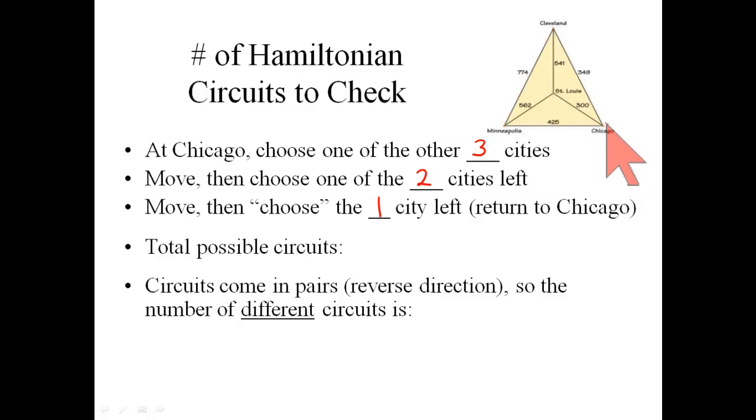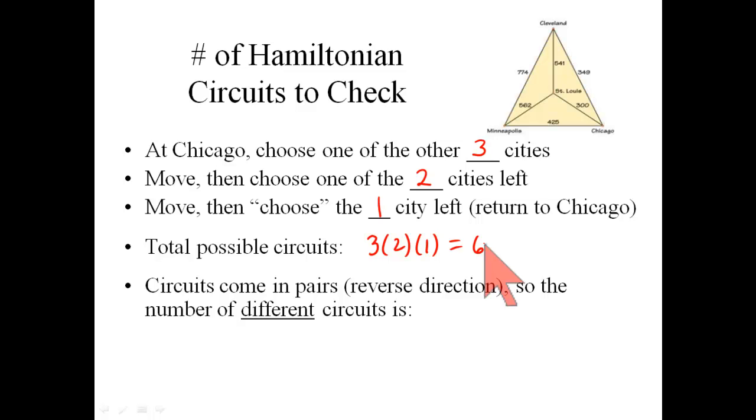So at the first city I have 3 choices. At the second city I go to I have 2 choices. At the third city I only have 1 choice, which is really no choice at all. It's just one possibility. And likewise, then I return back home. So how many possible circuits? Well, 3 choices times 2 choices times 1 choice is 6 possible choices. 6 possible Hamiltonian circuits.